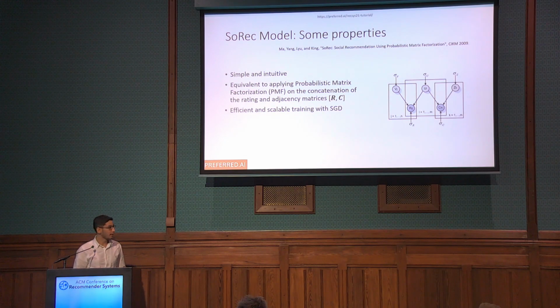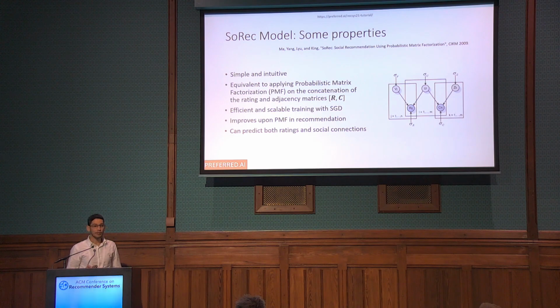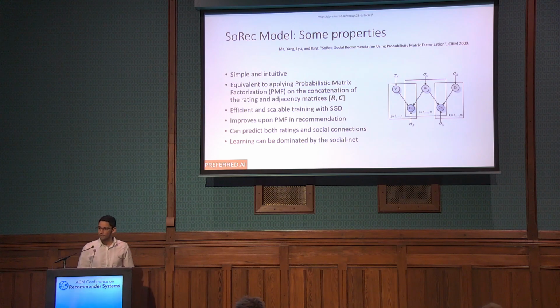You can perform very scalable training with SGD. It improves performance compared to the version that doesn't use the social network. And it can predict both ratings and social connections, which means with one model, you can solve two problems. You can not only recommend items, but you can also recommend friends, which is cool if you are interested in recommending friends as well.